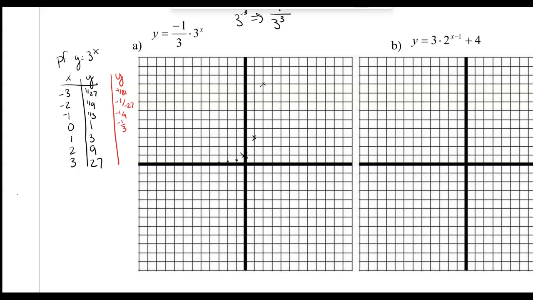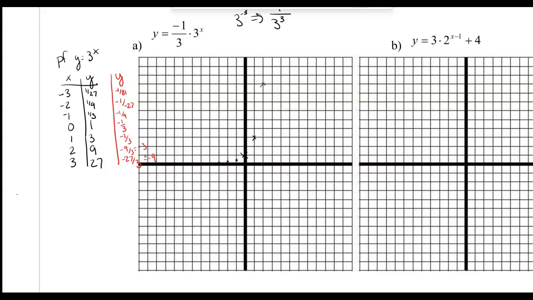Multiplying 3 by negative 1/3, I should just get negative 1. And then multiplying 9 by negative 1/3, I should get negative 9 over 3, which is just negative 3. And then finally 27 times negative 1/3, I should get negative 27 over 3. It should just yield negative 9. Alright.